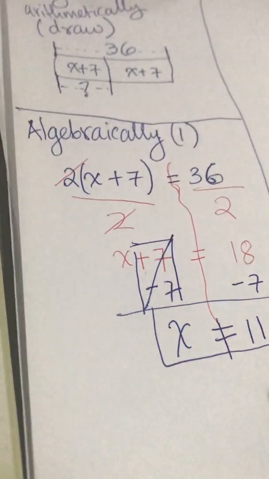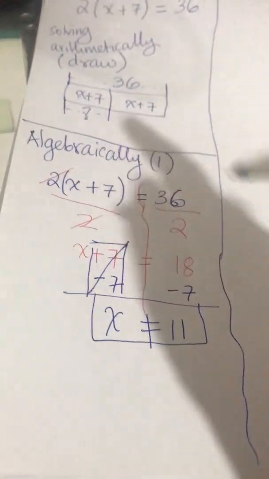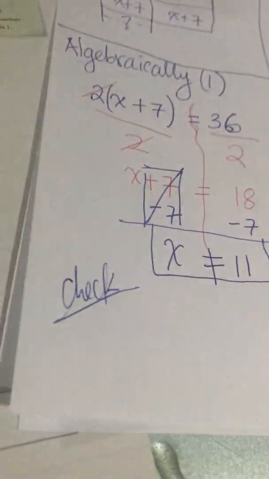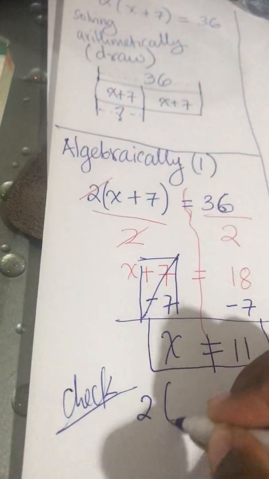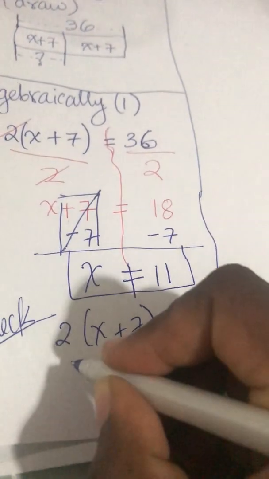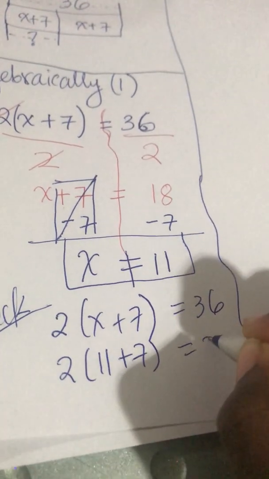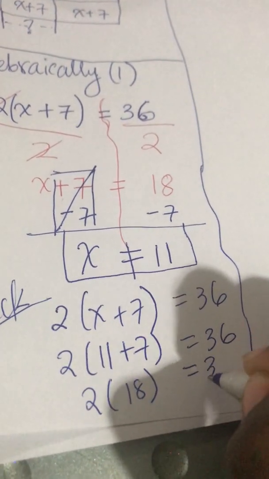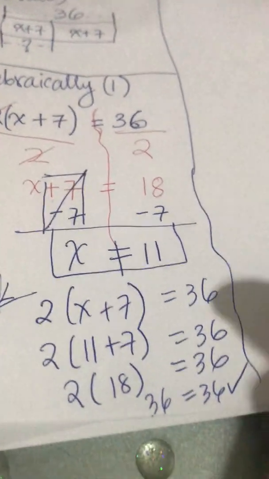And then you check. So we are still doing algebraically 1. And then you check. So you do 2x plus 7 equals 36. 11 plus 7 equals 36. 2 times 18 equals 36. 36 equals 36. Like that.